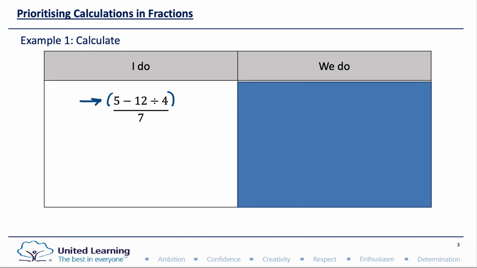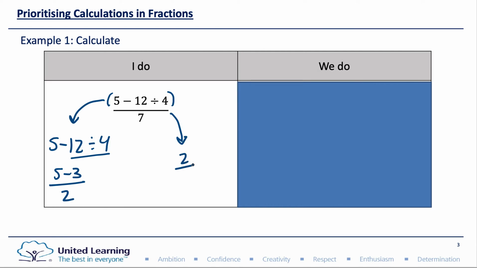So let's apply BIDMAS to the numerator until we can get down to a singular number, and then we can divide it by 7. So I'm actually going to bring this over here. So here's the numerator. Applying BIDMAS would mean we have to do the division first. So 12 divided by 4 is 3. And then when we subtract, we get 2. So this is equivalent to 2/7. Because 2 is not a multiple of 7, this would actually divide and get a decimal answer, so I'm going to leave it as 2/7 as my final solution.